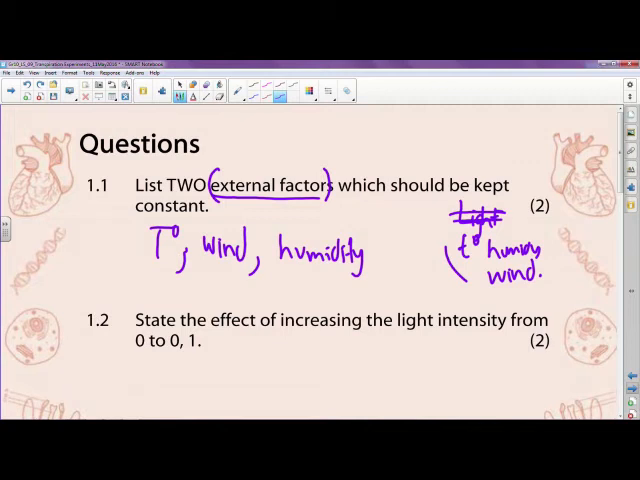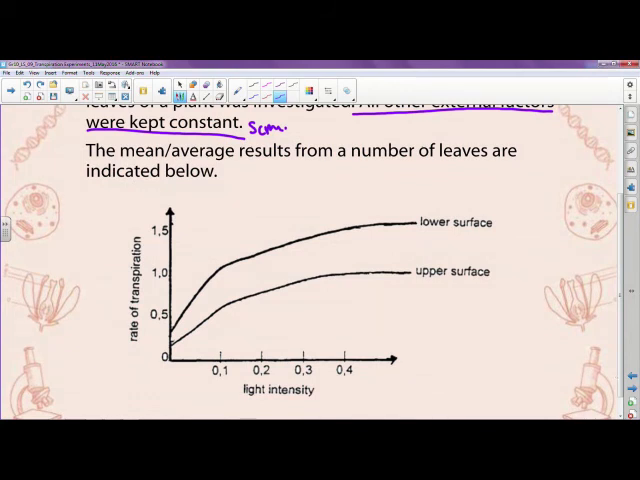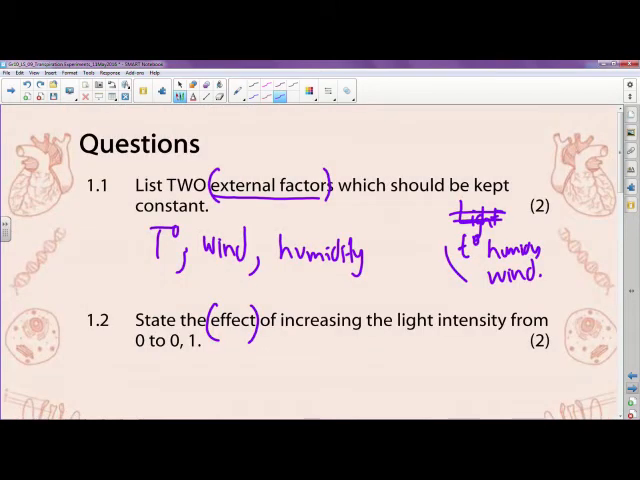Now, question 1.2. State the effect of increasing the light intensity from 0 to 0.1. So we go back to our graph. There is 0, and there is 0.1 over here. Now, no matter which of the surfaces, they didn't ask you for upper or lower. Here was 0. I made it brighter. When I made it brighter, what happened to the rate of transpiration? What does my graph do? It starts to show an incline. So what effect is happening?